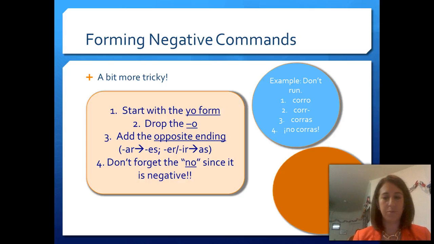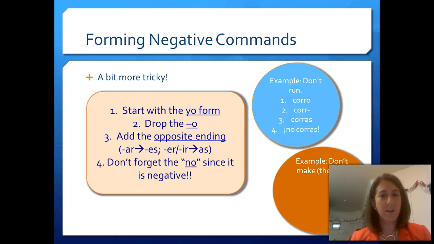Let's look at another example. Don't make the bed. First of all, what's our verb to make? If you said hacer, you are correct. And what is hacer in the yo form? If you said hago, you are correct. Remember, it's a go-go in the yo-yo. We're going to drop that O. Hacer is an ER verb again, so we are going to add the opposite ending, hagas. And don't forget the no: no hagas la cama. Don't make the bed.